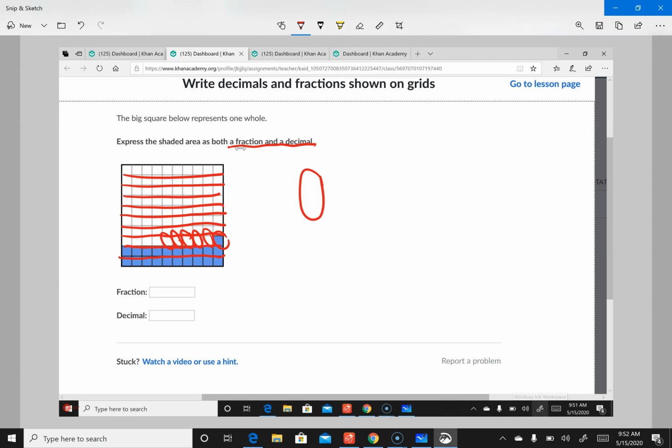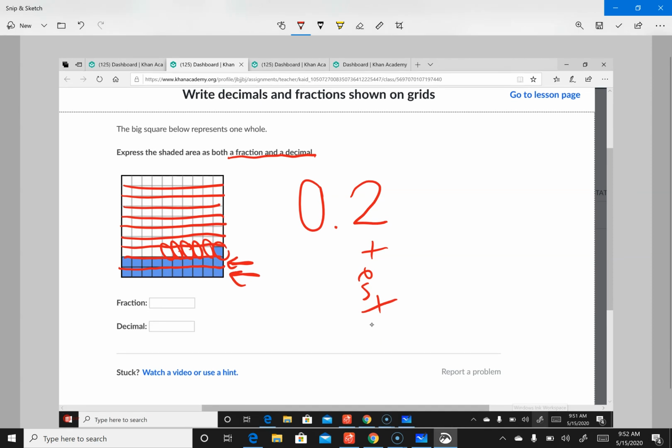Since this decimal is less than a whole, we're going to write it like this. 0, because there are 0 wholes, and then a decimal point. And it looks like here, we see that there are 2, one there, and one there. There are 2 tenths. So we're going to put a 2 in the tenths spot. Here's the tenths. And then these were ones. A whole is a big square, right? So there are no wholes. There are no ones in this number, okay?